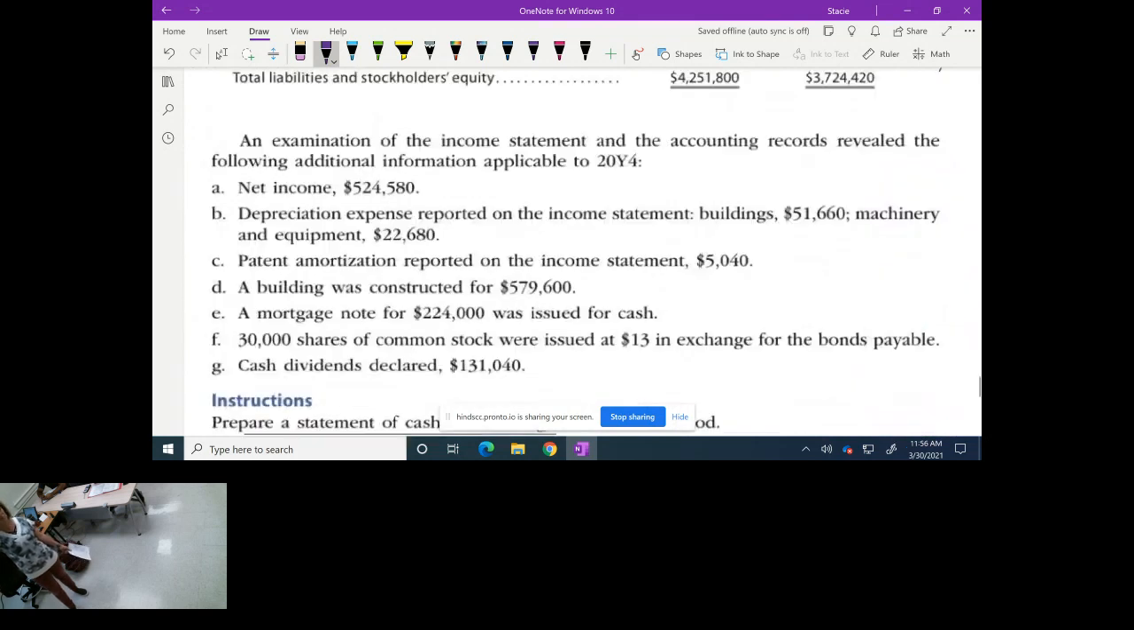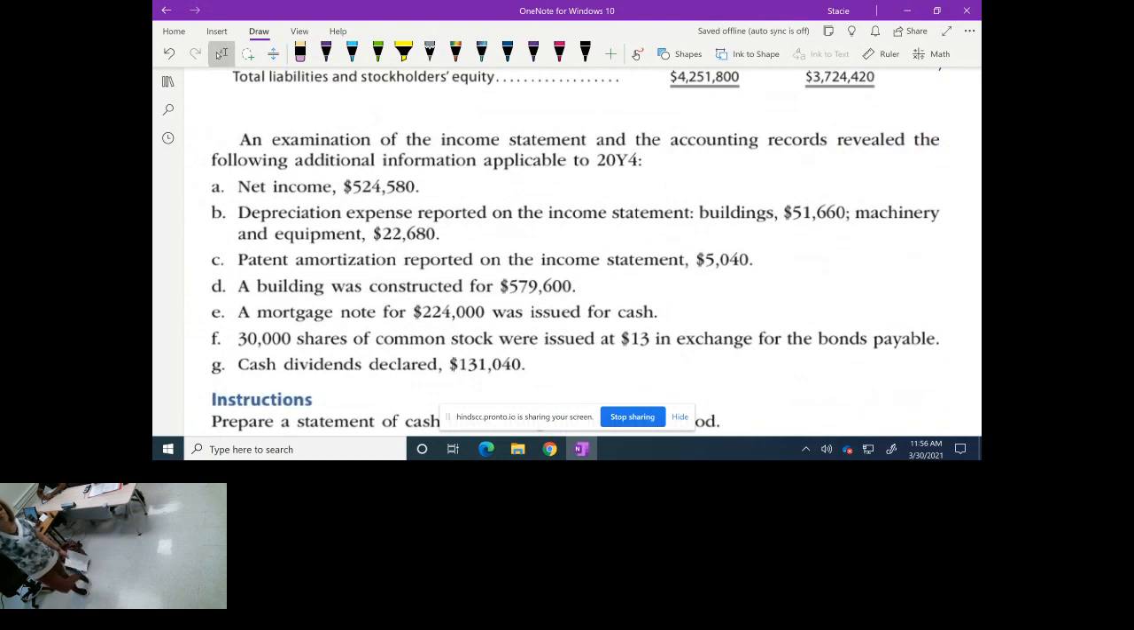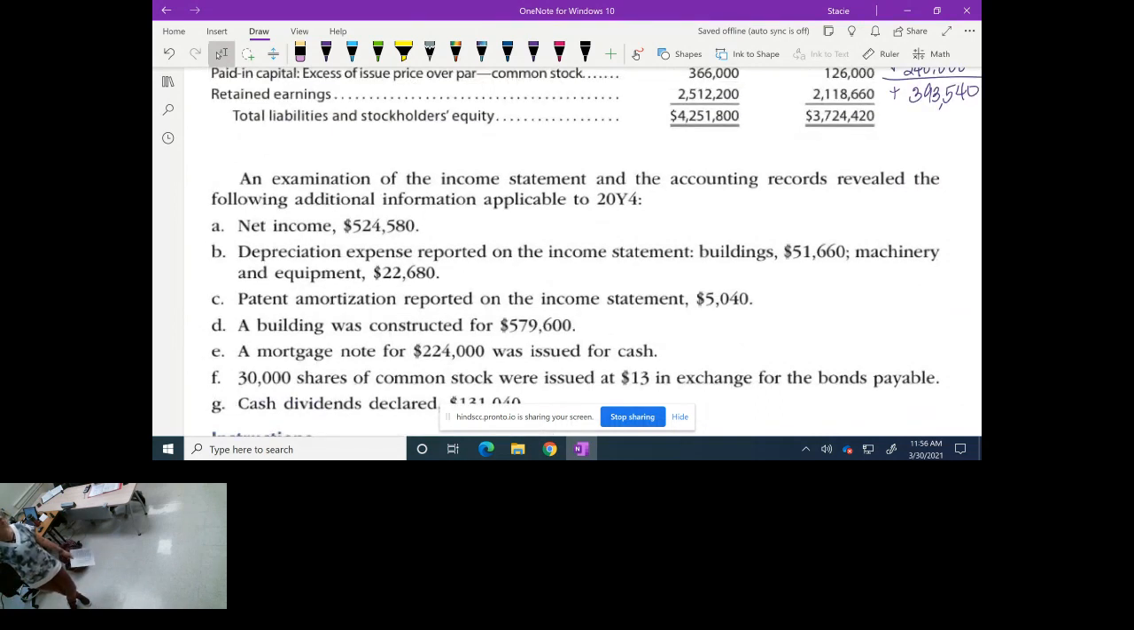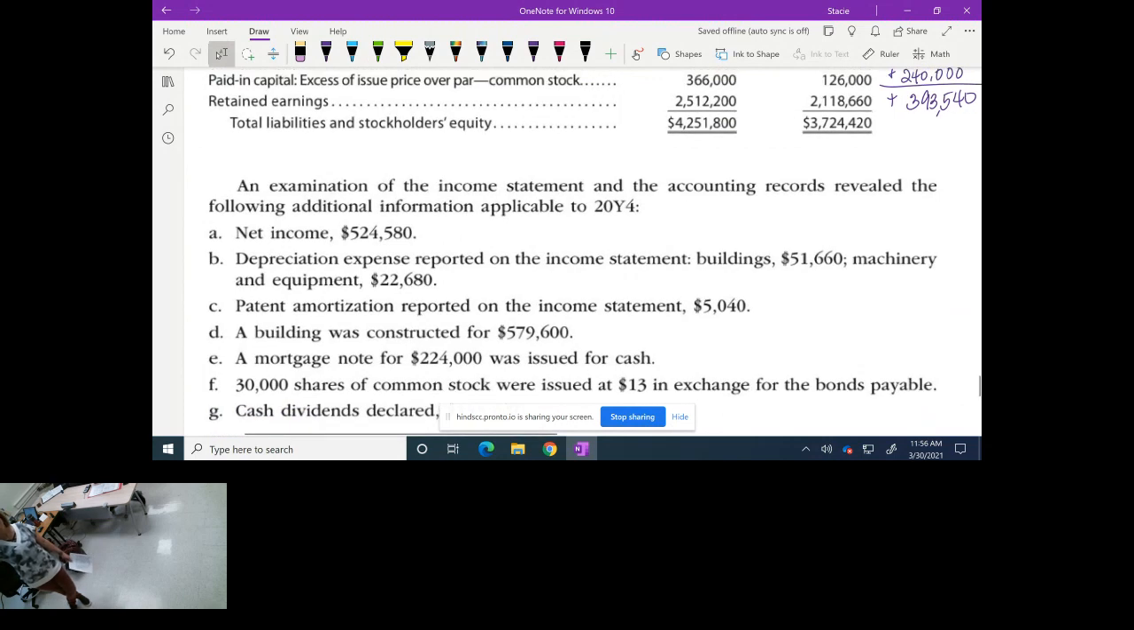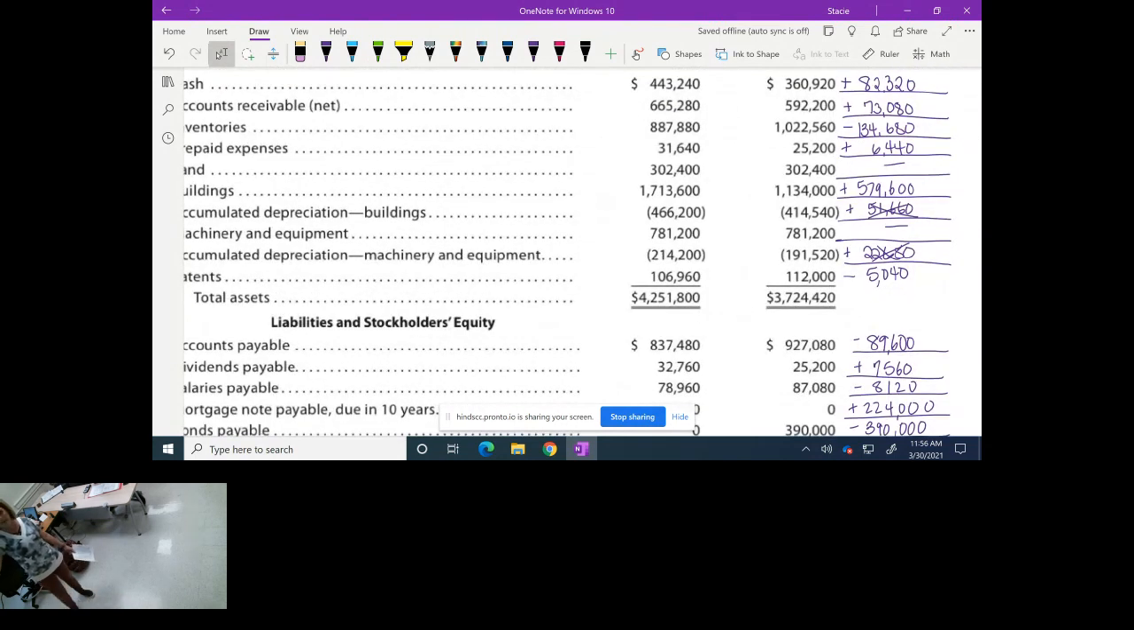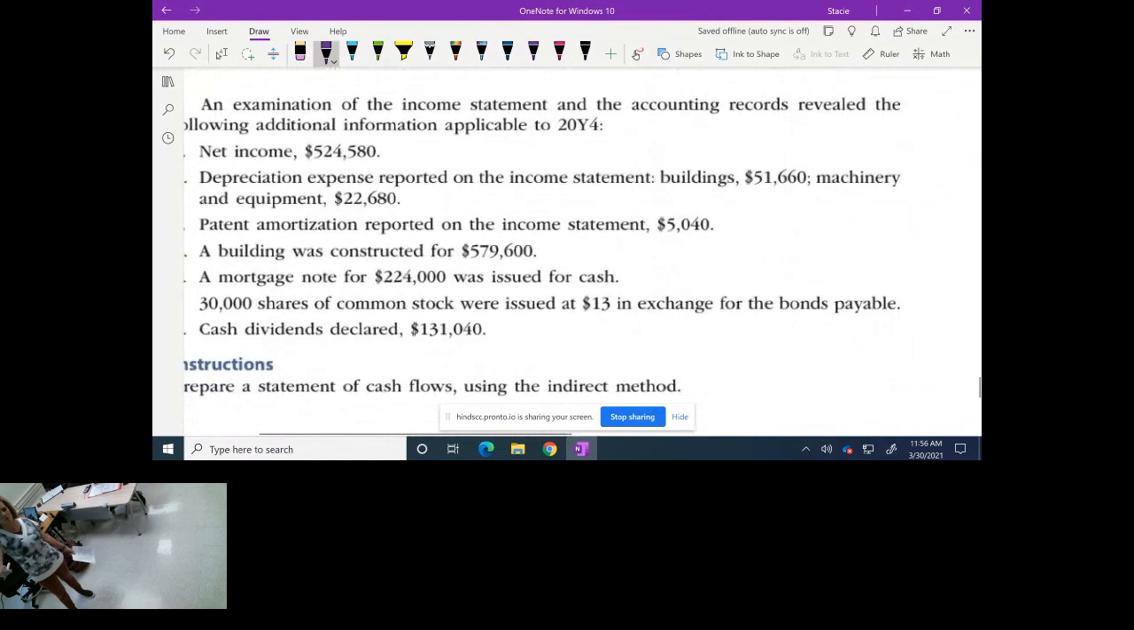Okay, patent amortization. The way amortization works, you can have an accumulated amortization account that looks very similar to accumulated depreciation. But you also are allowed to just reduce the patent cost. So you would just debit amortization expense and credit the actual patent. You see that patent went down by 5,040. So that's your expense. We're just gonna mark that one off because it's in our list. We'll account for everything in this list.